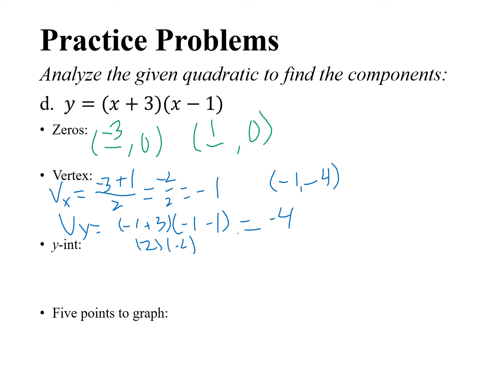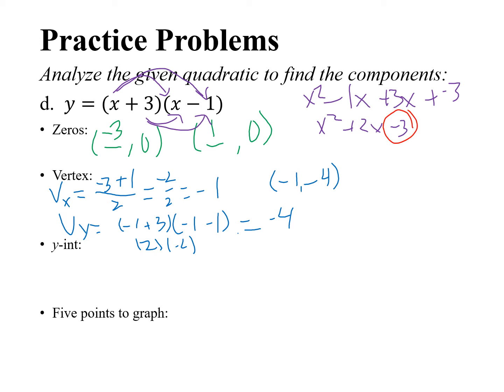To find my y-intercept, there's two different ways I can do this. One way I can do it is I can take my standard form and I can expand it, or I can take my factored form and expand it back into standard form. So I get x times x minus x times 1 plus x times 3 plus 3 times -1, so that -3 there. So I get x squared plus 2x minus 3. Well, my y-intercept is that c value of -3.